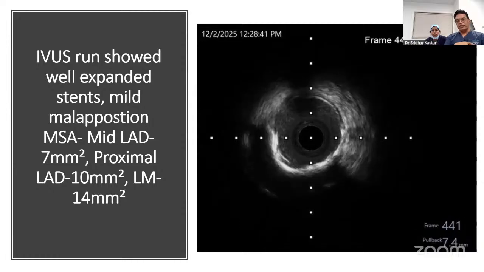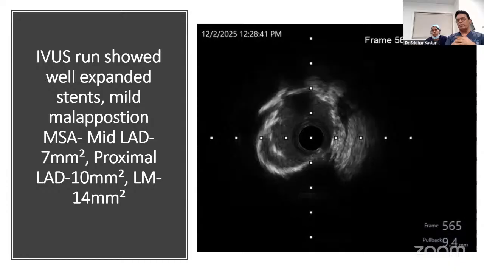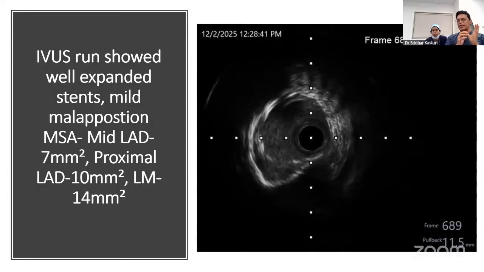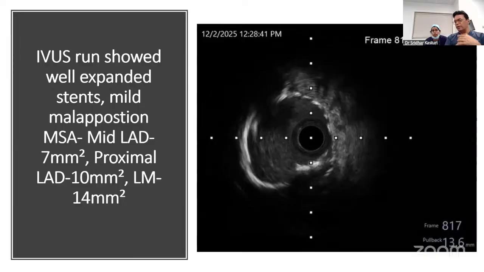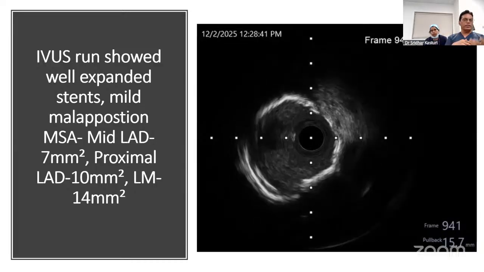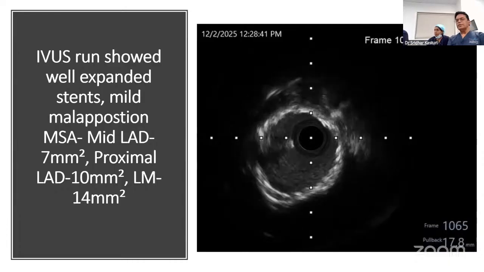And now IVUS showed very beautiful areas. Left main area 14 square mm, LAD 10 square mm, and mid LAD 7 square mm. These are extremely good areas. So regarding the LM area, does anybody want to discuss how to gain the luminal area before and after? Anything you want to say?